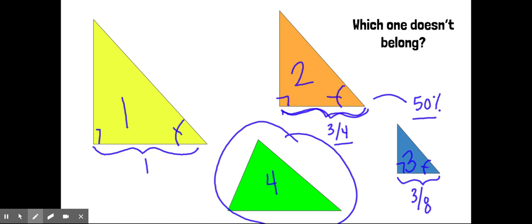So now let's think about triangle 4. Does it have a right triangle? No. Does it have a right angle? No, it does not have a right angle. Also, if I were to get out a ruler and measure it, there would not be a ratio between the base length here and the base length of triangle 1. Okay, so for this assignment, we can quickly see that triangle 4 is the triangle that does not belong.